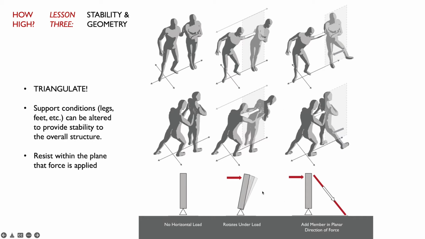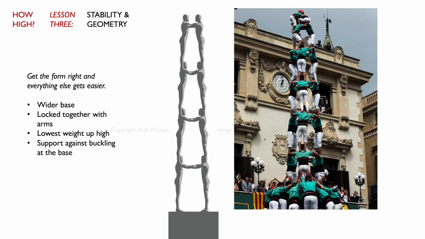So you can think about that when you are trying to get a stable connection, you want to think about triangulating this. The support conditions, in other words, the legs and feet, etc., can and should be altered to provide this type of stability. And think about and ask them to resist within the plane in which that force would be applied. So getting the form right makes everything easier.